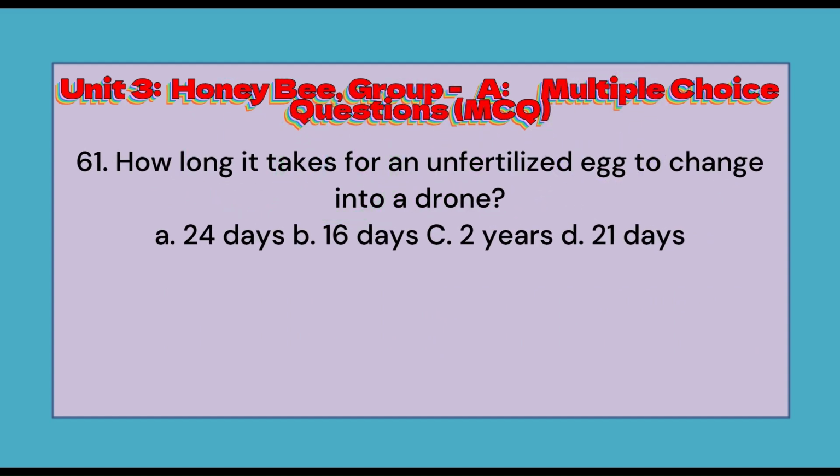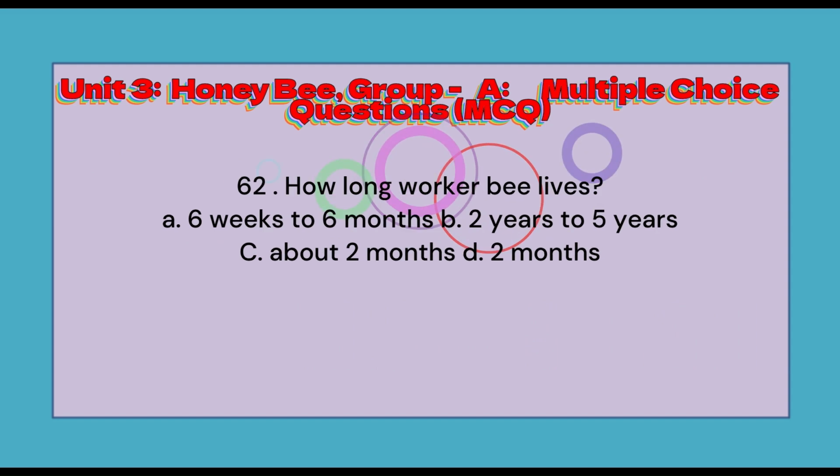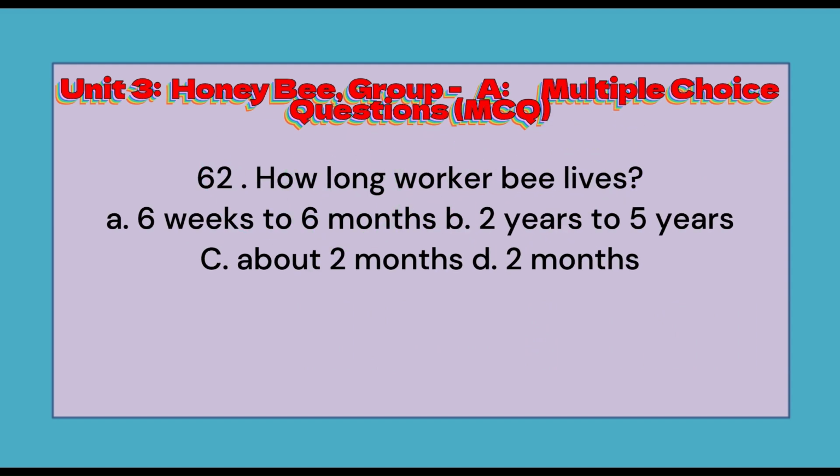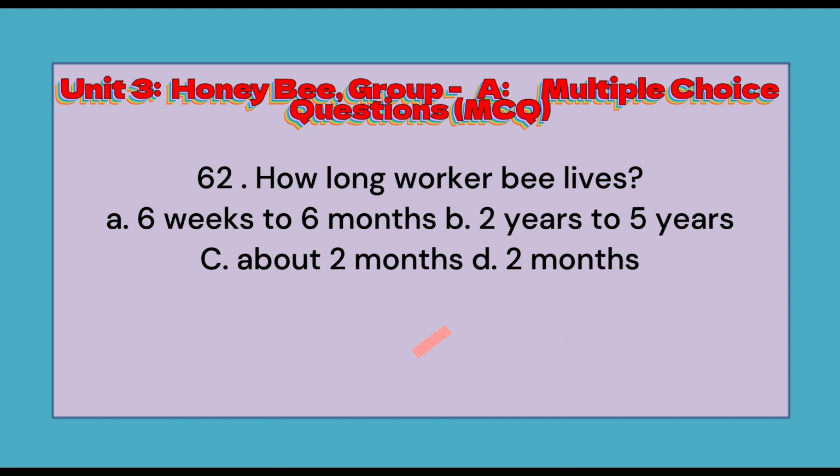61. How long it takes for an unfertilized egg to change into a drone? A. 24 days. B. 16 days. C. 2 years. D. 21 days. Correct answer: A. 24 days. 62. How long worker bee lives? A. 6 weeks to 6 months. B. 2 years to 5 years. C. About 2 months. D. 2 months. Correct answer: B. 2 years to 5 years.